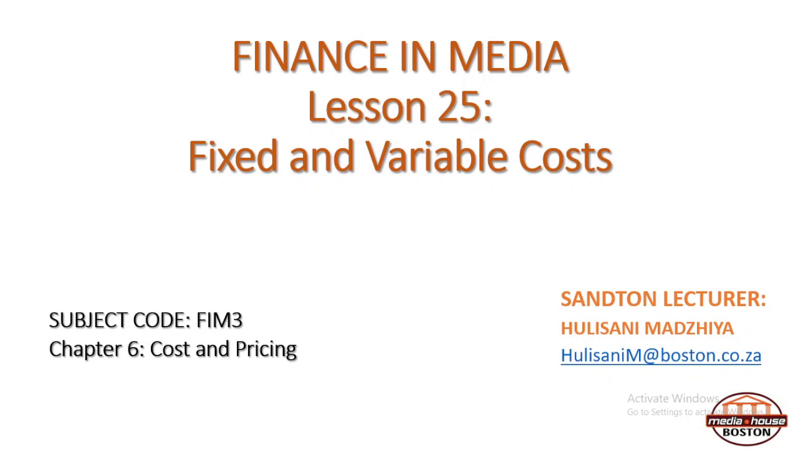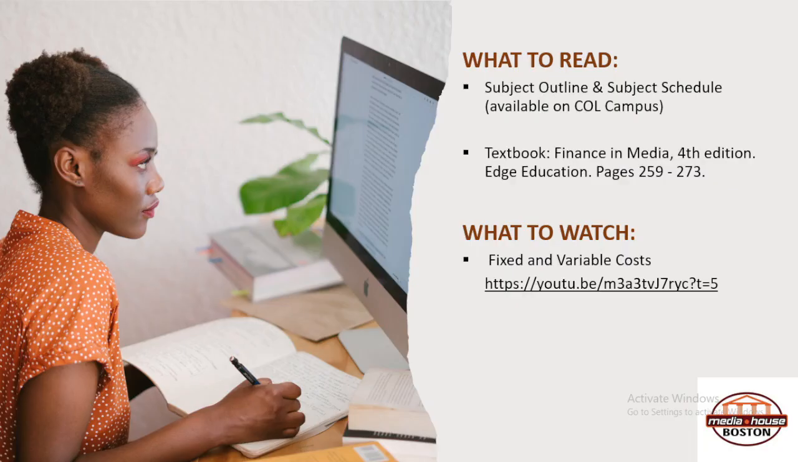So, we're going to be doing fixed and variable cost, which is a continuation of chapter 6, where we left off previously. Under today's lesson, we're going to be covering pages 259 to 273. Underneath it's a link that you can also use as a recording to watch, to gain more understanding of the concept of fixed and variable cost, especially the break-even point analysis.